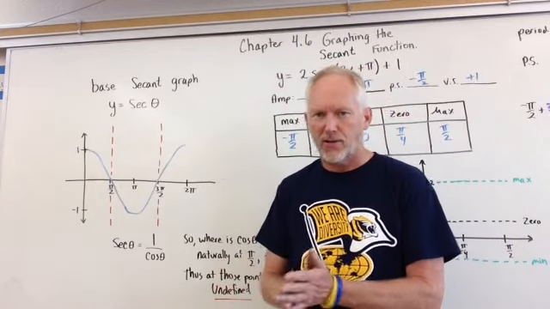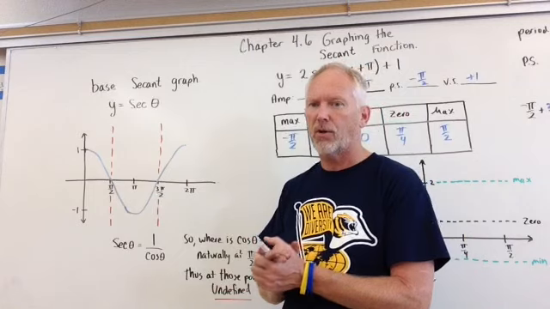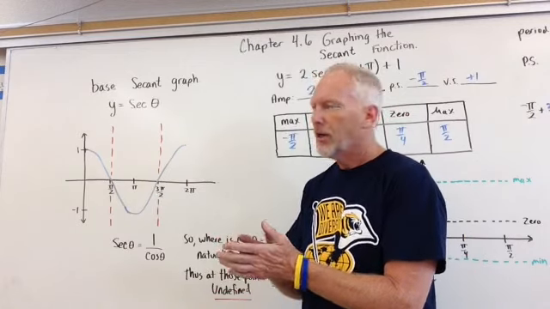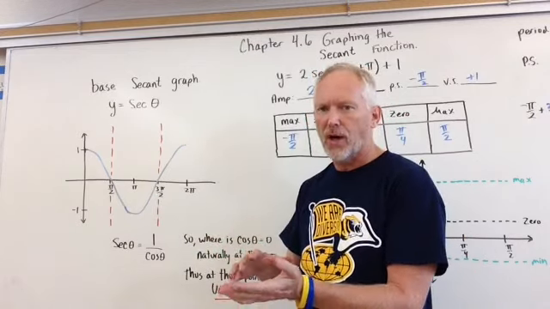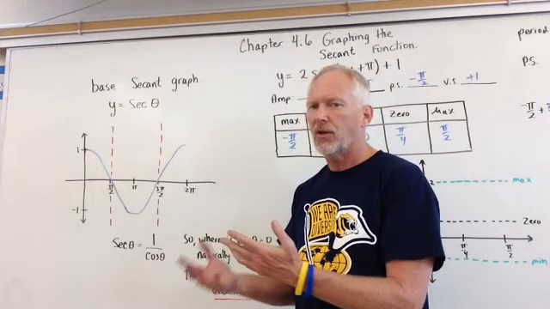So the whole trick to these is not really a trick to it. I mean, all you really got to do is graph the parent function. So if it's a secant, you're going to graph cosine. If we're going to do cosecant, then you'll graph sine.